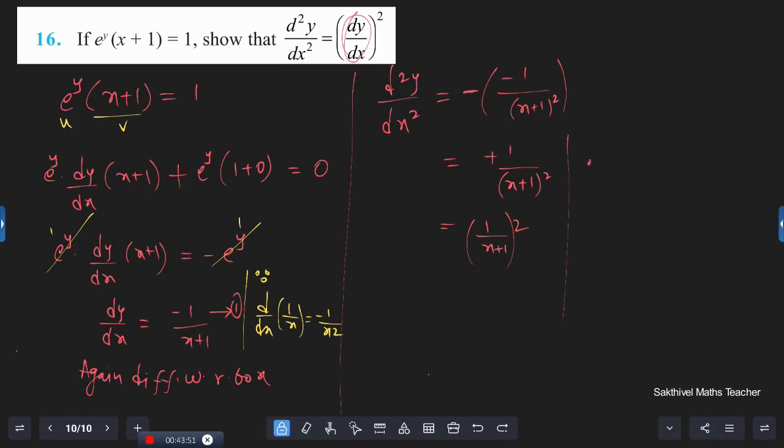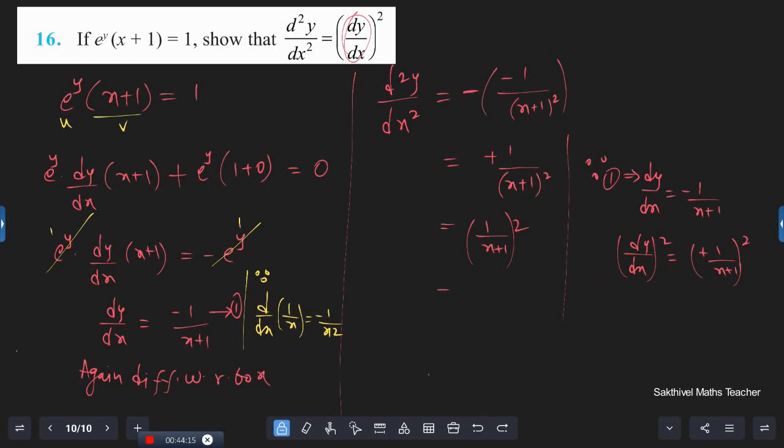In the sense you write, 1 implies what? dy divided by dx equal to minus 1 divided by x plus 1. Square on both sides. So (dy divided by dx) whole square is equal to, minus will become plus when you square, 1 divided by x plus 1 whole square you will be getting.